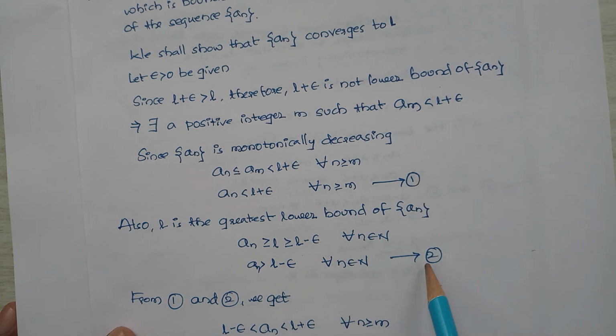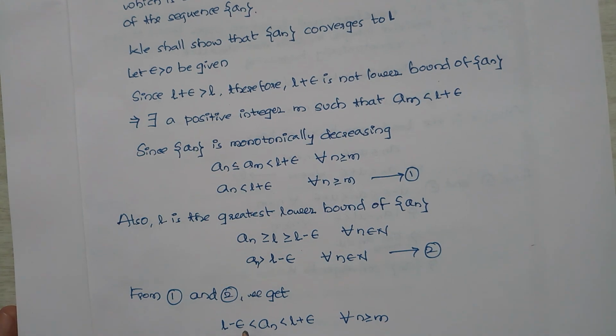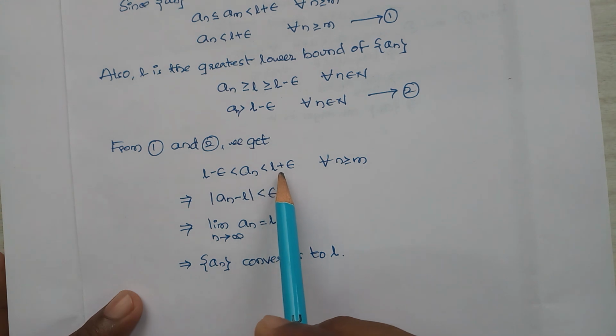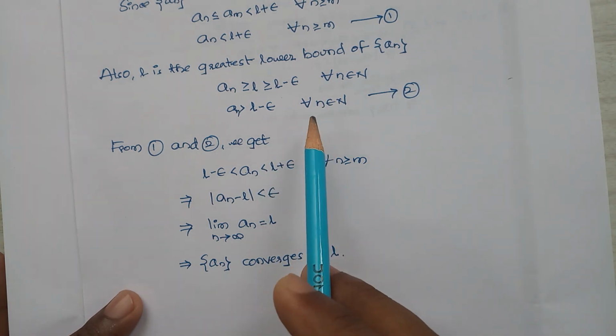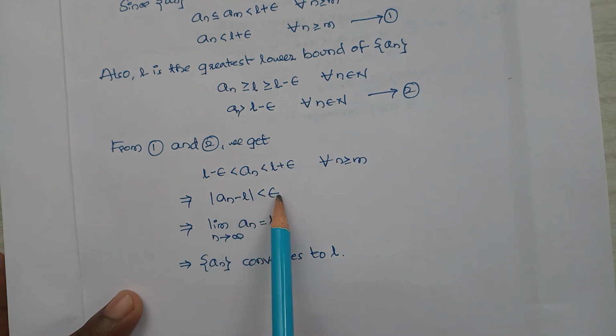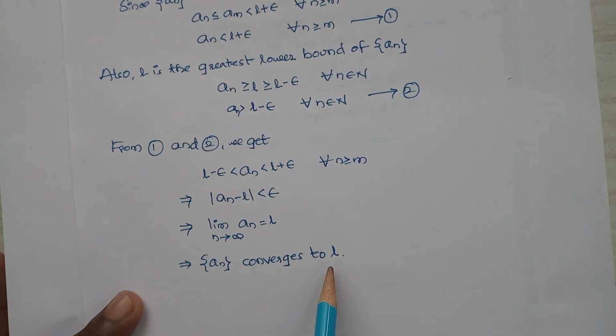So using equations 1 and 2, we have found both the bounds, lower bound as well as upper bound. So we can conclude that L minus epsilon is less than an is less than L plus epsilon. Therefore this can be written as modulus of an minus L is less than epsilon. This implies limit n tends to infinity an is equal to L. Therefore sequence an converges to L.